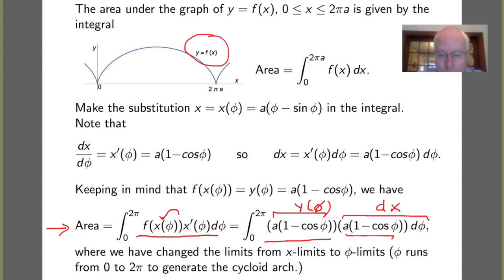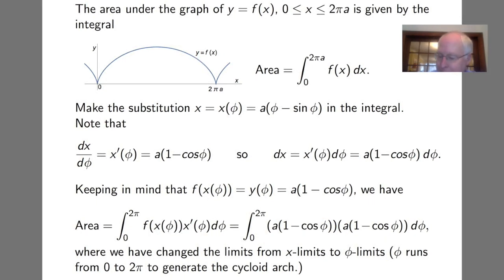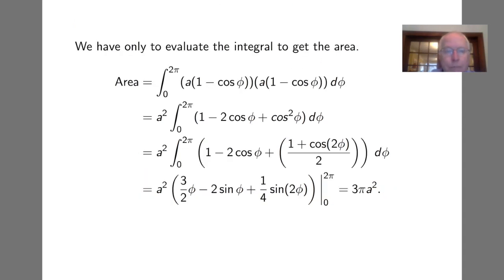We change the limits from 0 to 2 pi a, which were x limits, to phi limits. Recall, phi runs from 0 to 2 pi as we generate one arch of the cycloid. That is, we have one complete roll of the circle. So we only have to evaluate the integral to get the area. And so we now have this area given by the following integral.